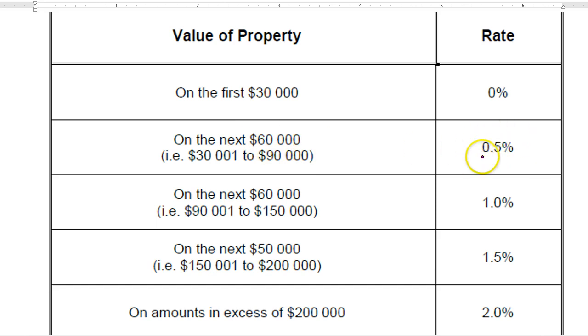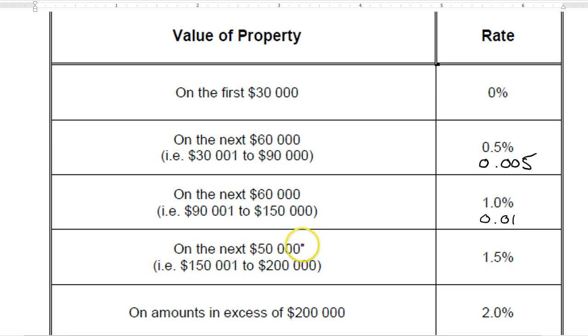Now, again, this is 0.5%, and of course, in math, we don't really deal with percentages, so we do have to realize that that is 0.005 as a decimal. Take this and divide by 100. On the next 60, we've got 90,000 to 150,000, and that will be a 1% tax rate. So again, as a decimal, that is 0.01.